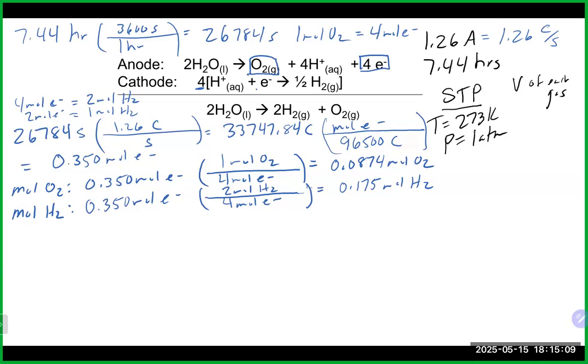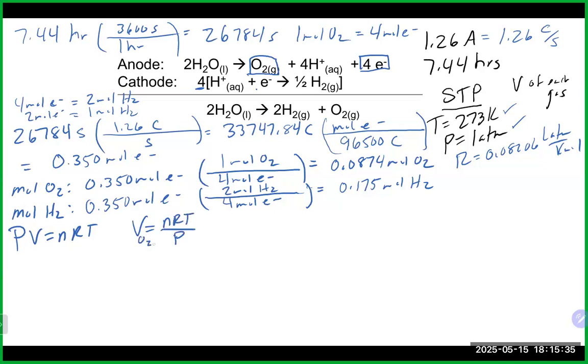All right, so we have some of our gas information here: temperature, pressure, and R. We always have 0.08206 liter atmosphere per Kelvin mole. Or if you like 0.0821, you can use that one too. So let's do our PV equals nRT here. We're going to solve for V, which is nRT divided by P. And we'll do this for oxygen to begin with.